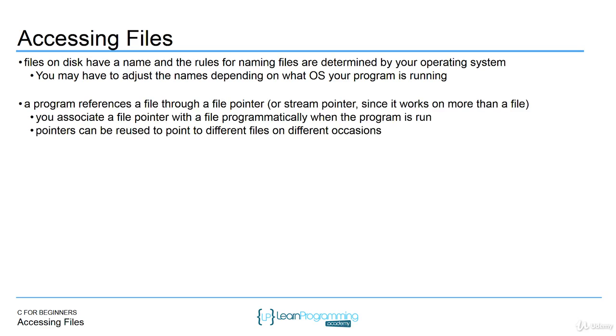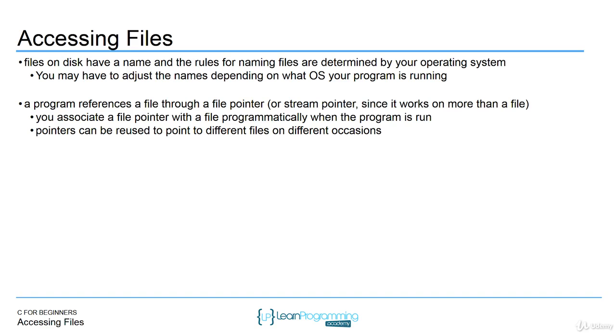A program references a file through a file pointer or a stream pointer. We mentioned earlier that the standard I/O functions work on any device. So it's called a file pointer, but it really can be a stream. It really should be referred to as a stream pointer. You associate a file pointer with a file programmatically when your program is run. What you end up doing is creating a pointer inside your program. It will be of type FILE, and that's going to represent the file when you read and write to it.